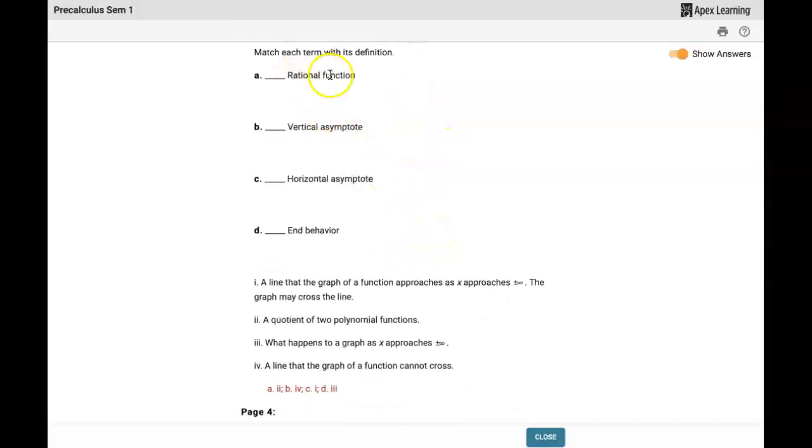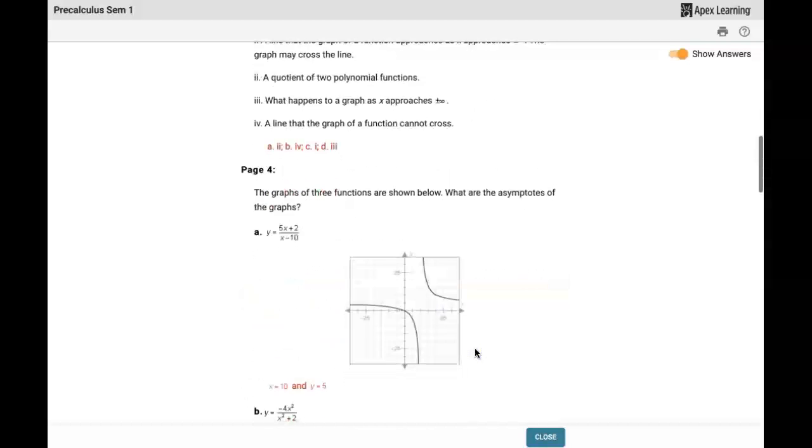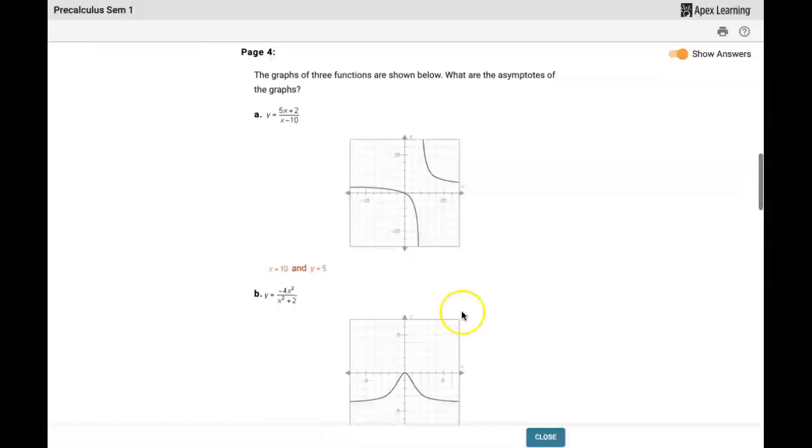All right, matching each term with its definition. So a rational function is a quotient of 2 polynomial functions. A vertical asymptote is a line that the graph of a function cannot cross. A horizontal asymptote here is a line that the graph of a function approaches, and it may cross it, but it's more likely that it's going to be approaching it forever and ever. All right, and then finally, D, the end behavior, is what happens as the graph approaches either really far right or really far left.